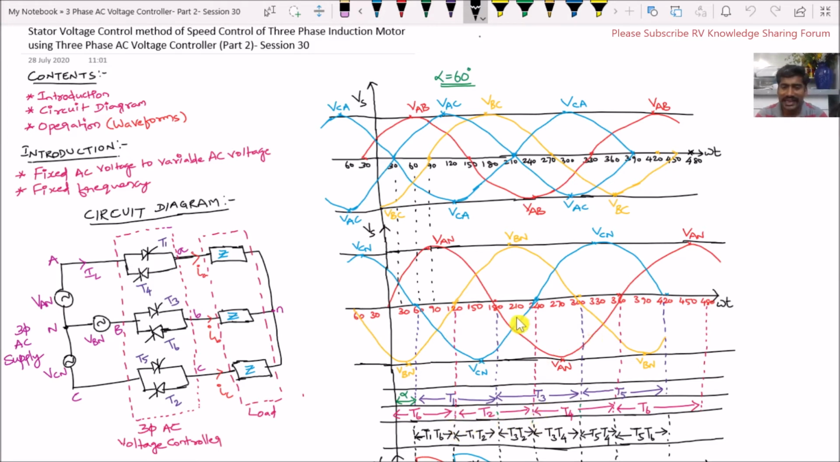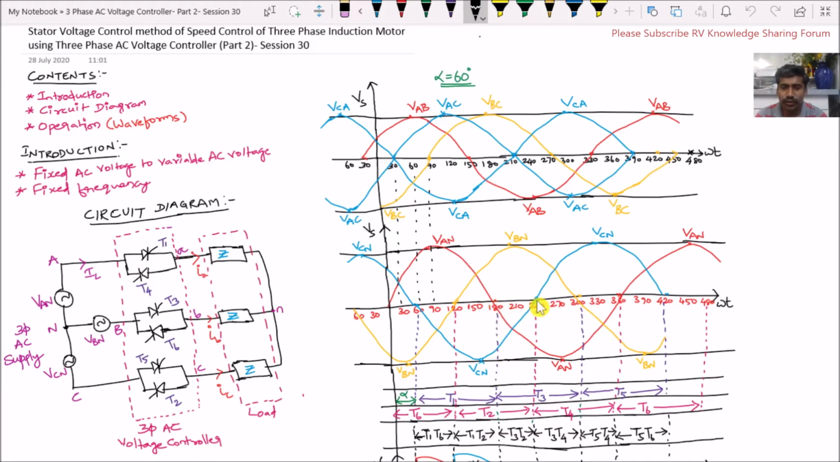The next negative half cycle of the phase voltage is VAN. To the negative half cycle of VAN, the thyristor T4 is connected. Therefore, thyristor T4 comes into conduction for the negative half cycle of VAN. This negative half cycle of VAN starts at an angle of 180 degrees. From here, we have to leave the firing angle of 60 degrees. That means 180 plus 60 becomes 240.